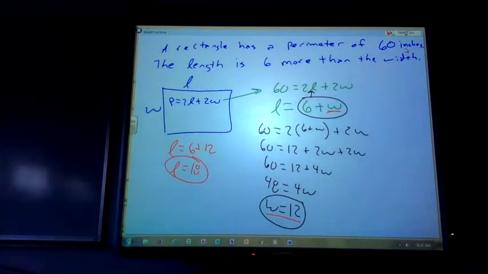This is a rectangle that has a perimeter of 60 inches. It has a length that happens to be 6 more than the width. That one came out nice. You got lucky on that one.